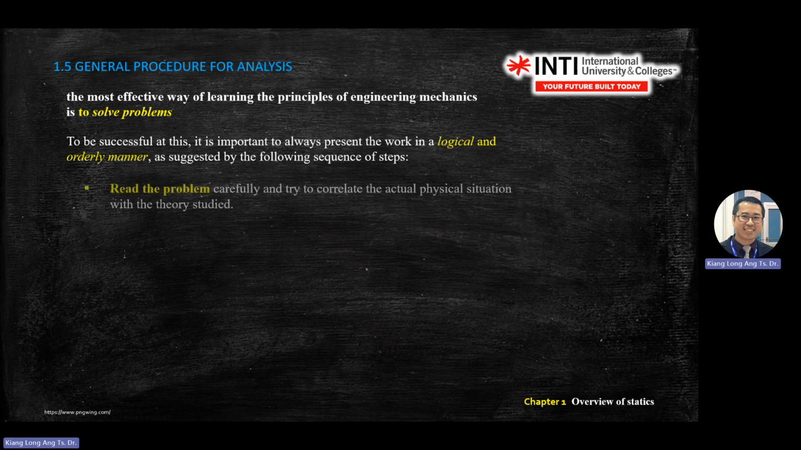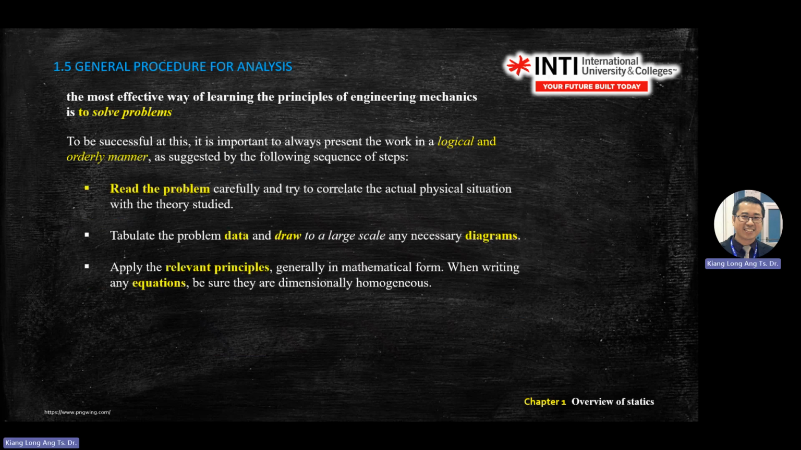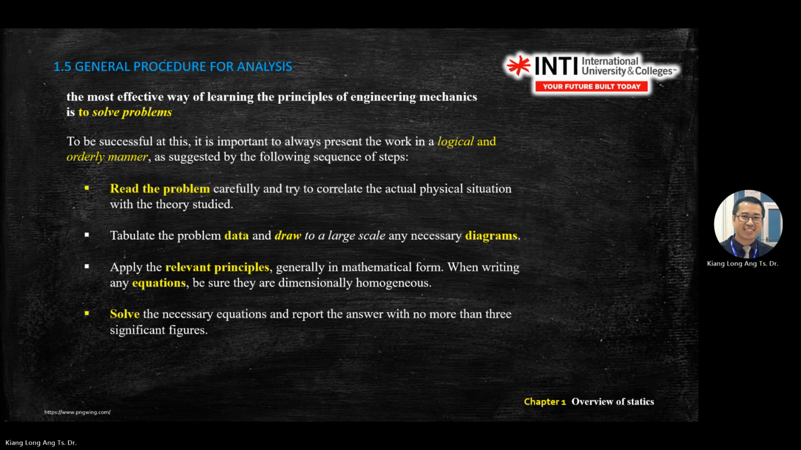General procedures to solve problems. You will practice this one from time to time. Read the question. Identify which chapter the question is from: chapter 1, chapter 2, chapter 3. Each chapter has its own formula. Then after that, the first step or first section of the question, section A, usually asks you to draw something.